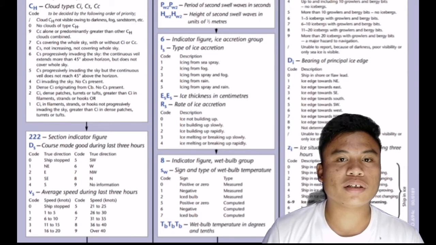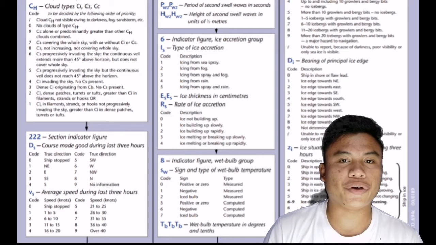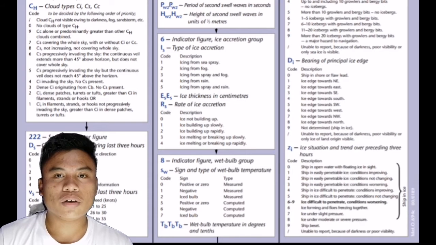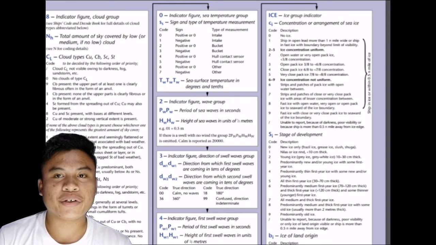222 will be the section indicator figure. DS is the course made good during the last 3 hours. 0 would be the indicator figure in the sea temperature group. SS would be the sign and type of temperature measurement. TW would be the sea surface temperature in degrees and tenths.